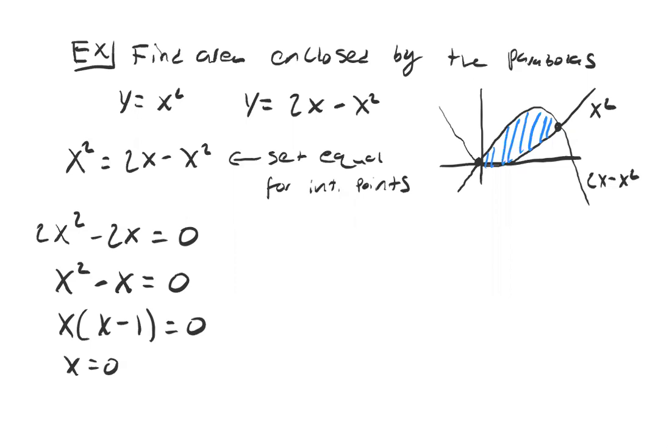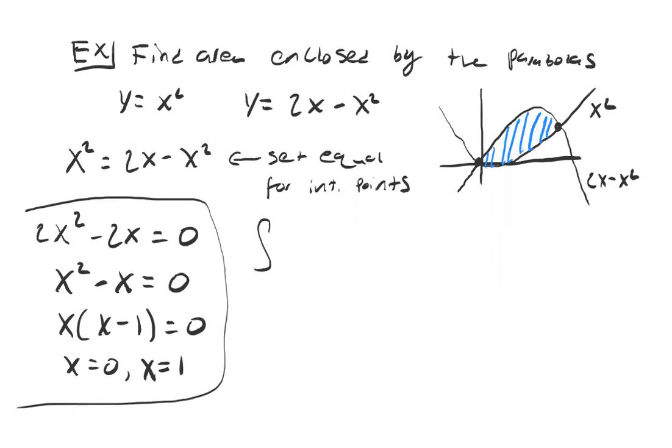I have x equals 0, x equals 1 for the intersection points here. Block this off because I'm going to keep writing on the right-hand side here. And now I can set up my integral. Remember, my integral is going to be the integral from the intersection points, let's call them a and b, of the top function minus the bottom function, dx.